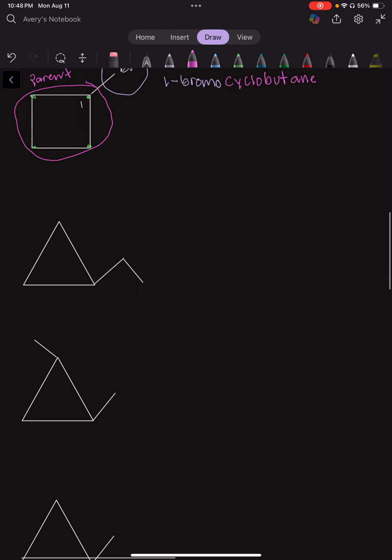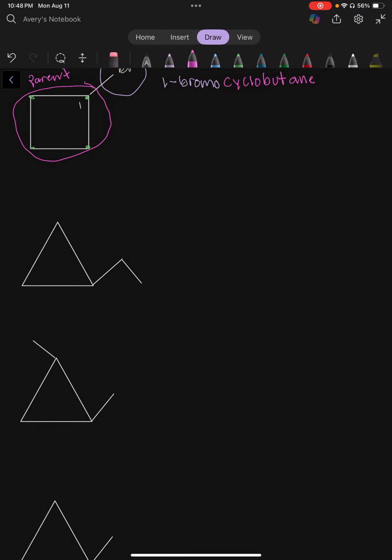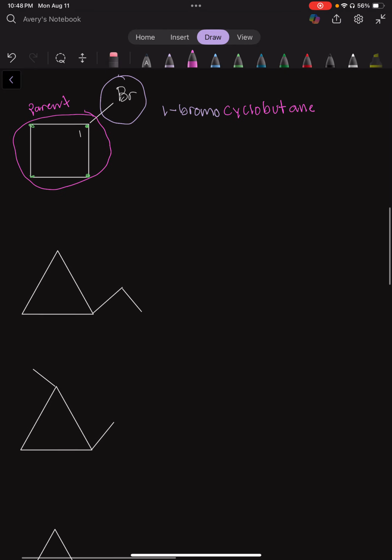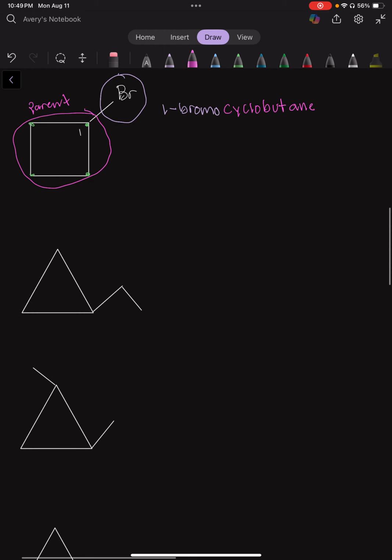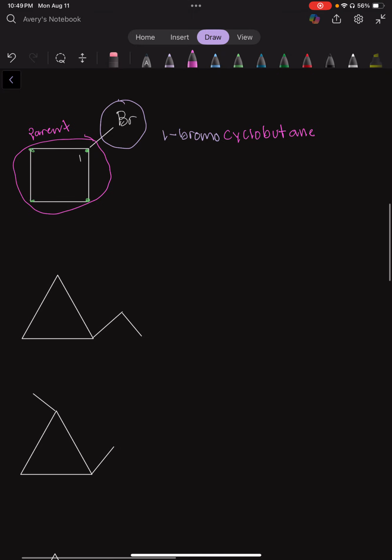So now moving on to the next one, we have our parent. Well, first let's identify how many carbons we have, just to make sure we're right here. We have 1, 2, 3, 4 carbons, and 1, 2, 3, 4, 5, 6.